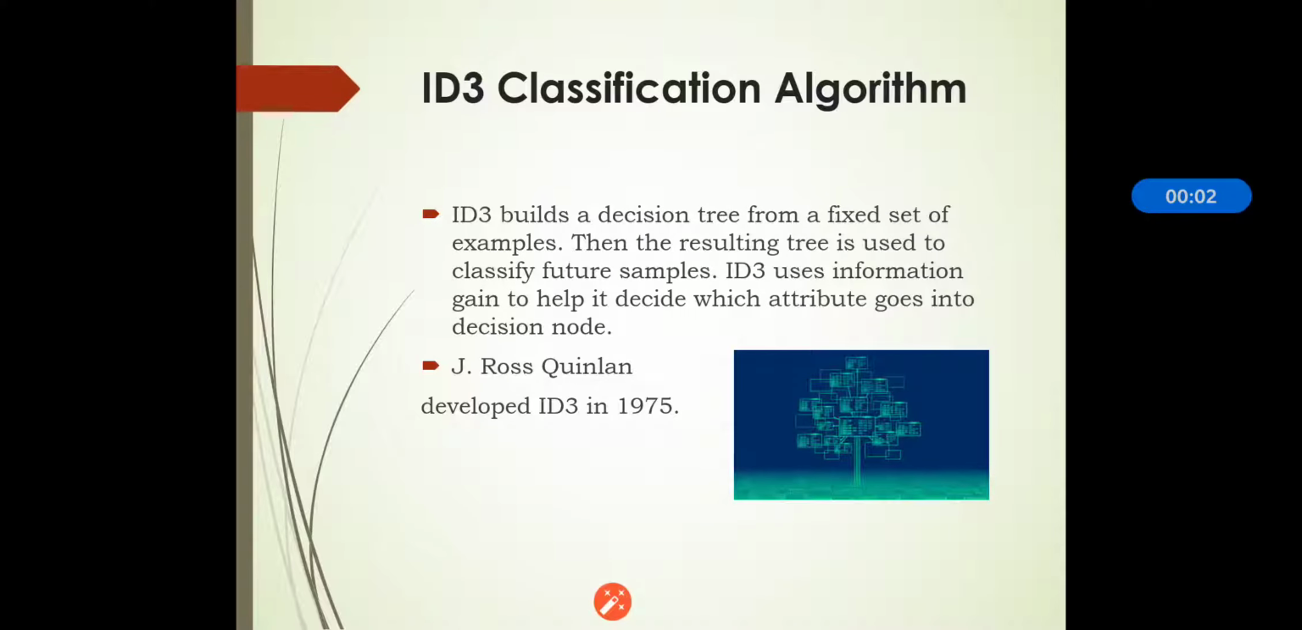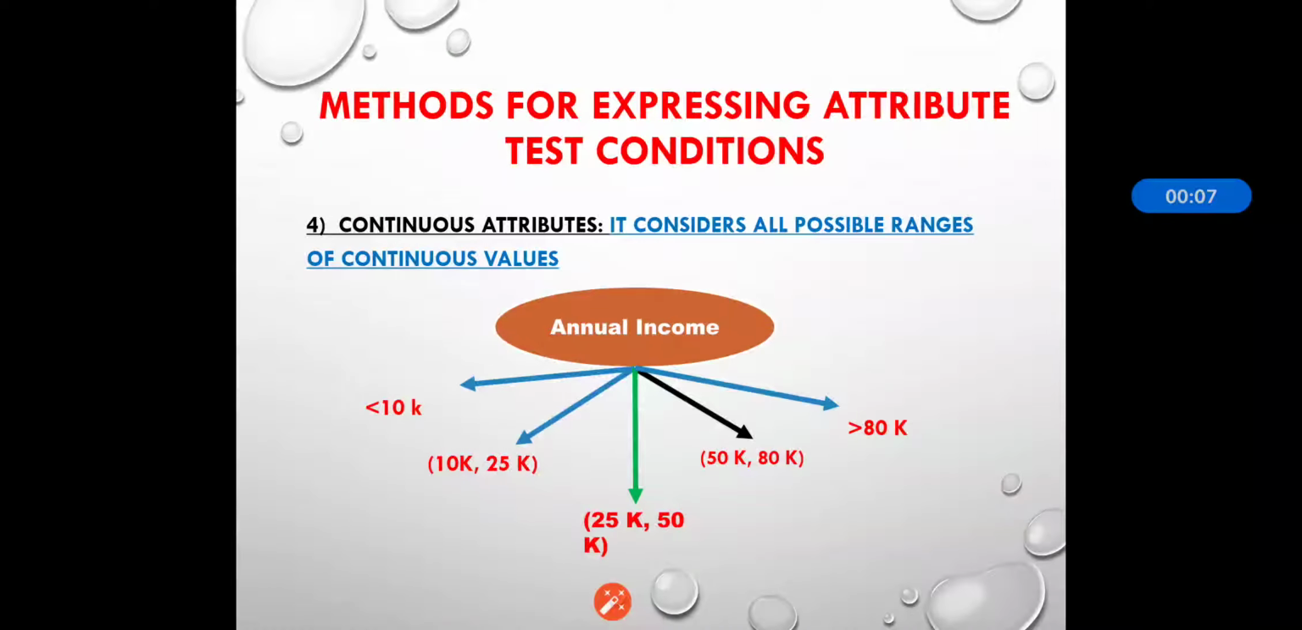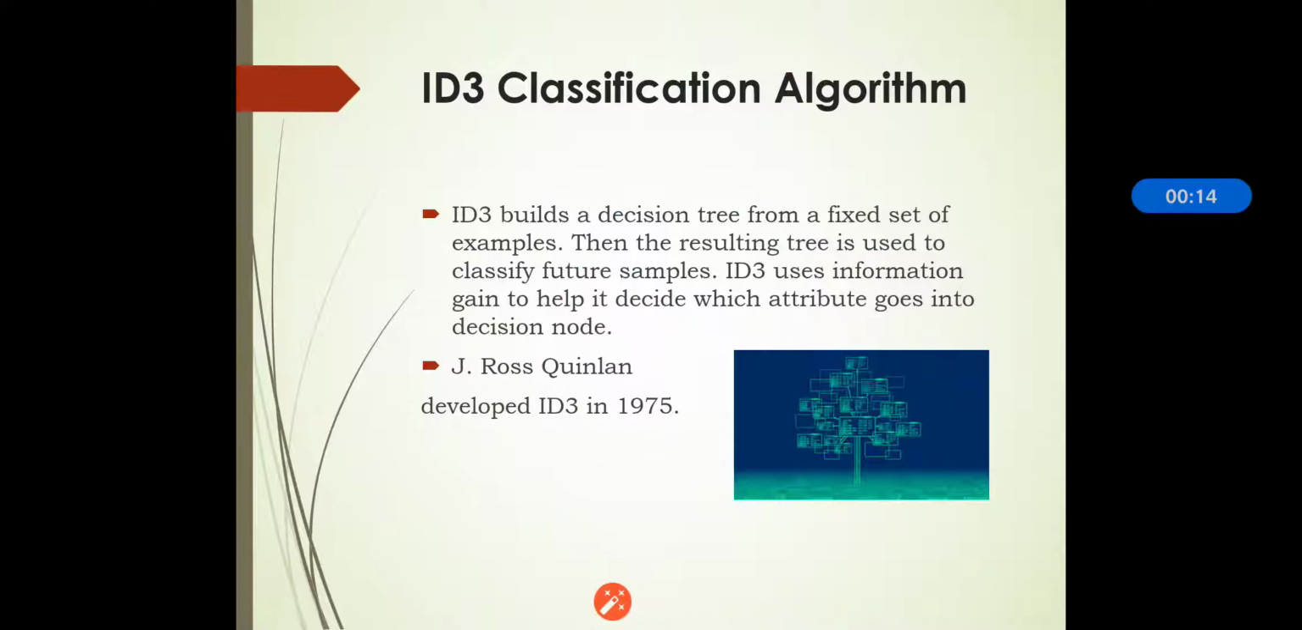Students, in our last section we have seen the methods for expressing the attribute test conditions, that is nominal, binary, ordinal and continuous. Today we will start with the next part, that is the ID3 classification algorithm, which is used for decision trees. The ID3 classification algorithm builds the decision tree from a fixed set of examples. Then the resulting tree is used to classify future samples.